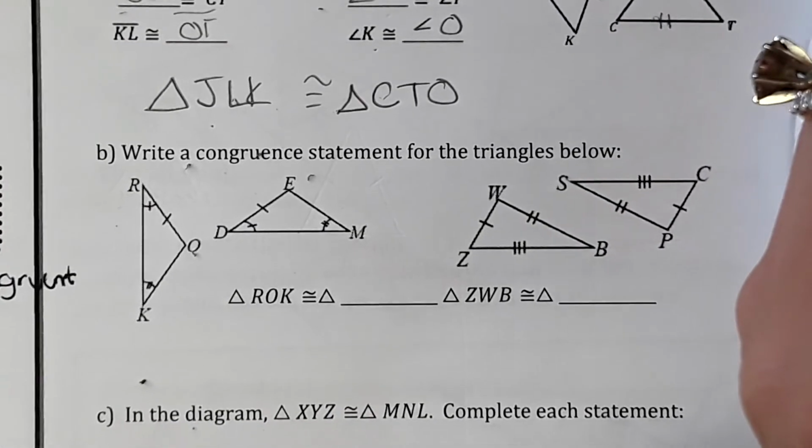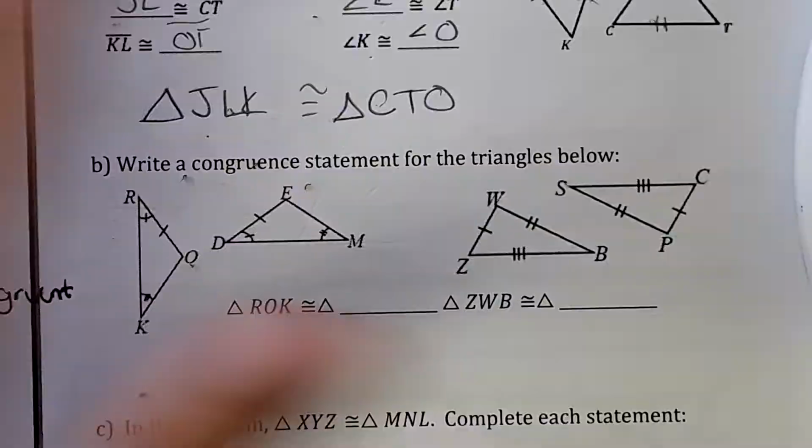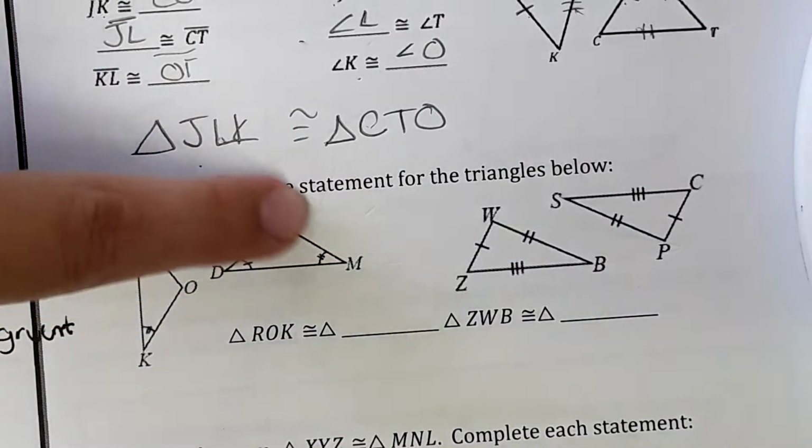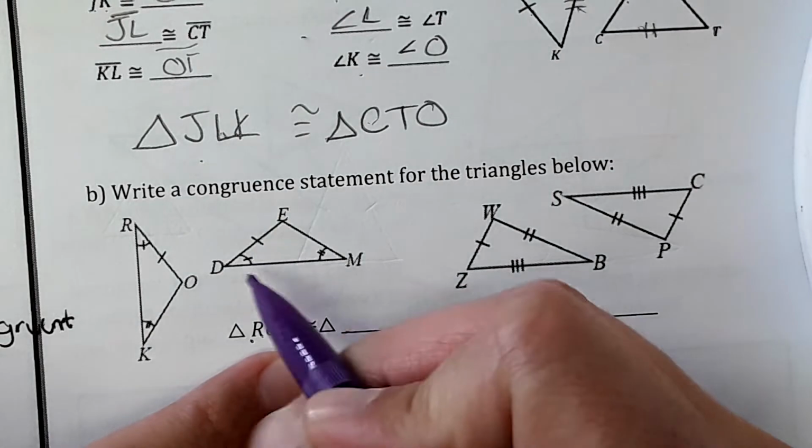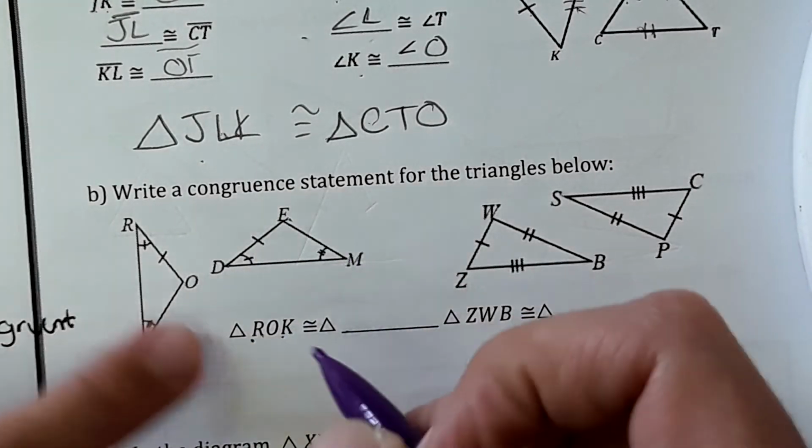Okay, B, write a congruent statement for the triangles below. Okay, so now they give us two triangles. They're saying they're congruent. They write out the first one, ROK, and we have to write out the triangle for this, and everything has to match.